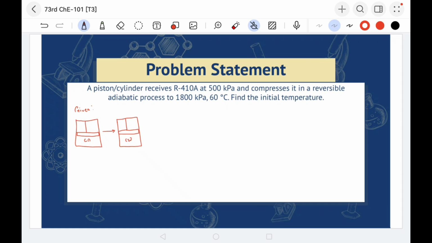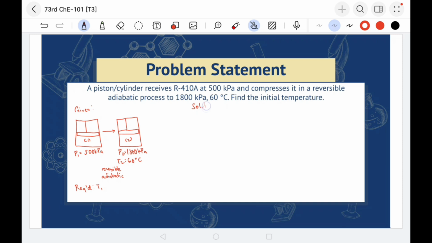And we know that for state 1, P1 is equal to 500 kilopascals, and P2 is 1800 kilopascals, and T2 is 60 degrees Celsius. And the process is reversible, which means Sgen is equal to 0, and adiabatic, which means Q is equal to 0. So what is required is the initial temperature, which is T1.